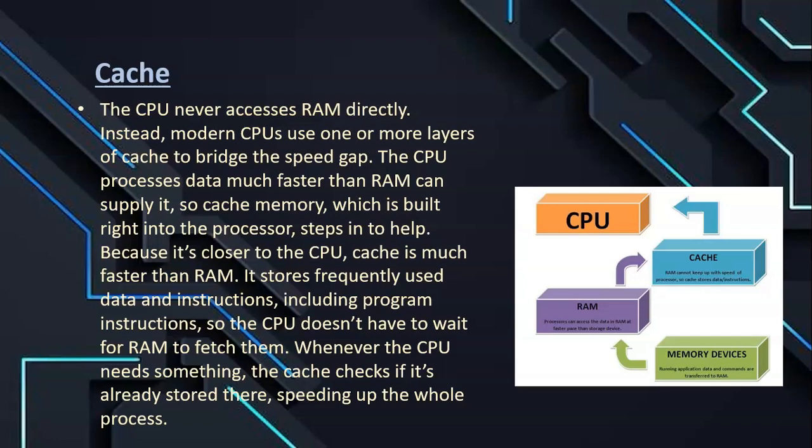It stores frequently used data and instructions, including program instructions, so the CPU doesn't have to wait for the RAM to fetch them. Whenever the CPU needs something, the cache checks if it's already stored there, speeding up the whole process.